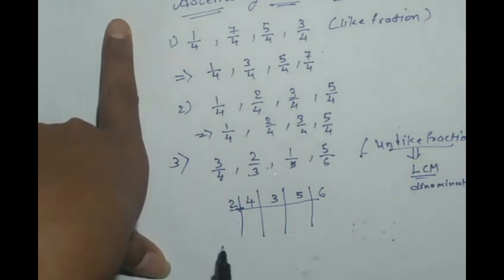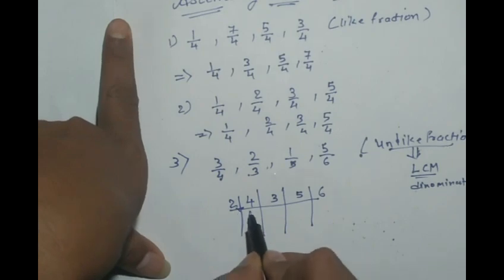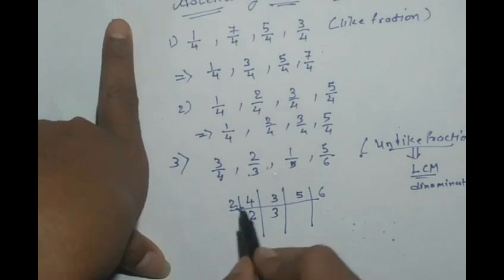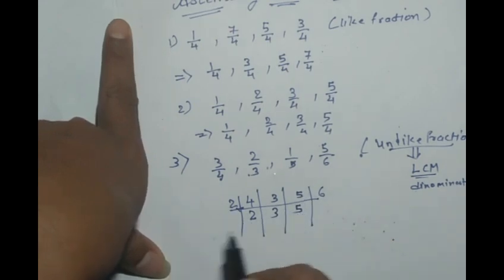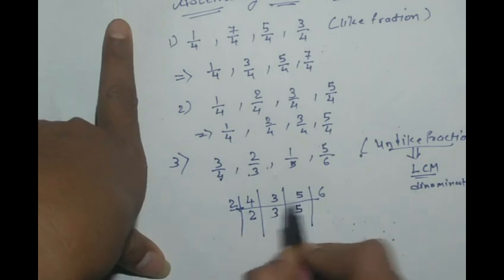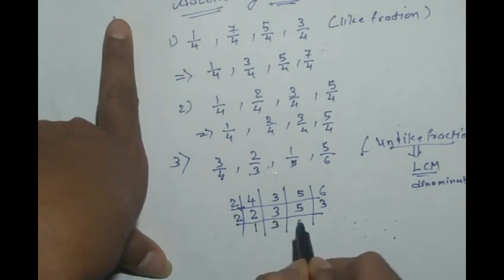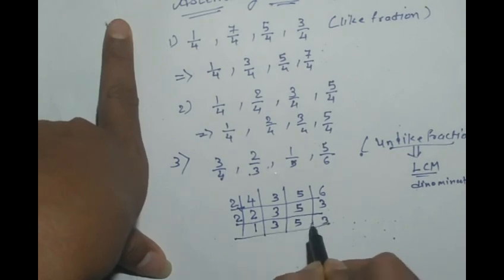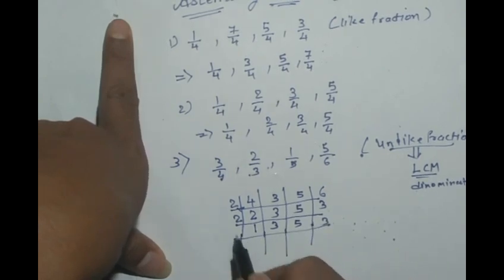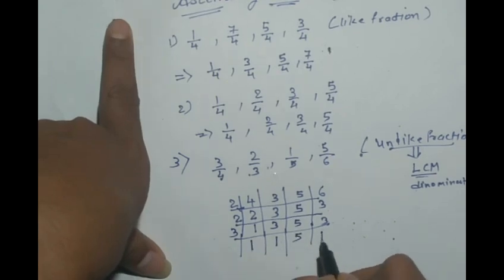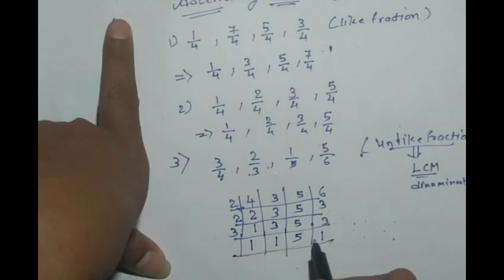2 is the smallest even prime number, so we'll start with it. 2 2s are 4. 3 doesn't come in the table of 2, so 3 we write as it is. 5 also does not come in the table of 2, so 5 as it is. In the 2 table, 6 comes when 2 3s are 6. Now here 2 is there, so we will use 2 again. 2 1s are 2, 3 as it is, 5 as it is, 3 as it is. Now we will take 3. 3 1s are 3, 1 remains as it is, 5 remains as it is, 3 1s are 3. Now only 5 remains, so we will take 5, 1 1 1 1.